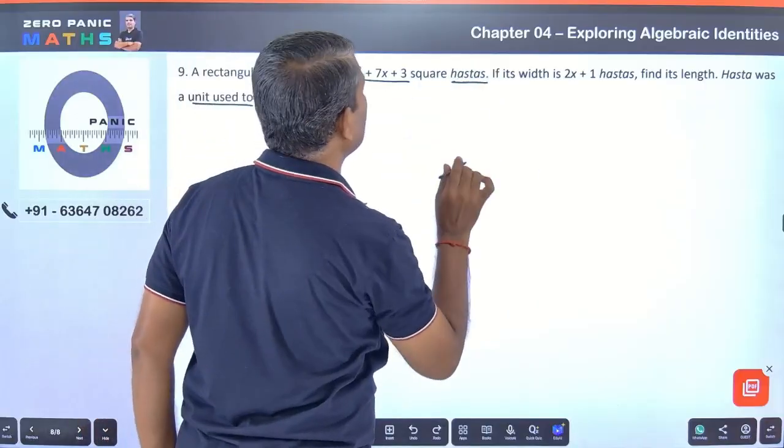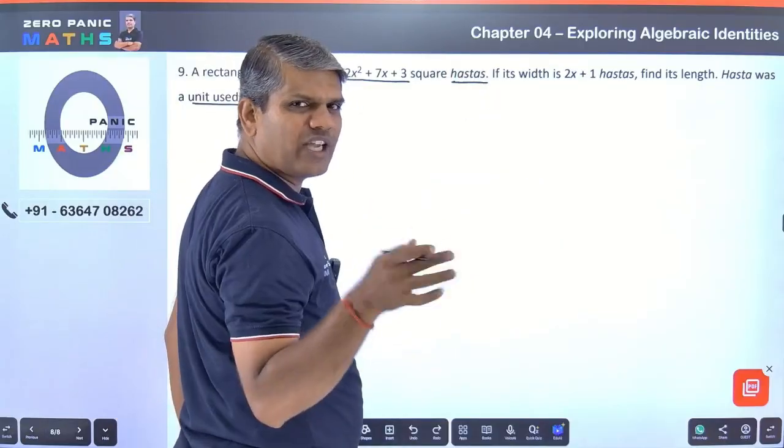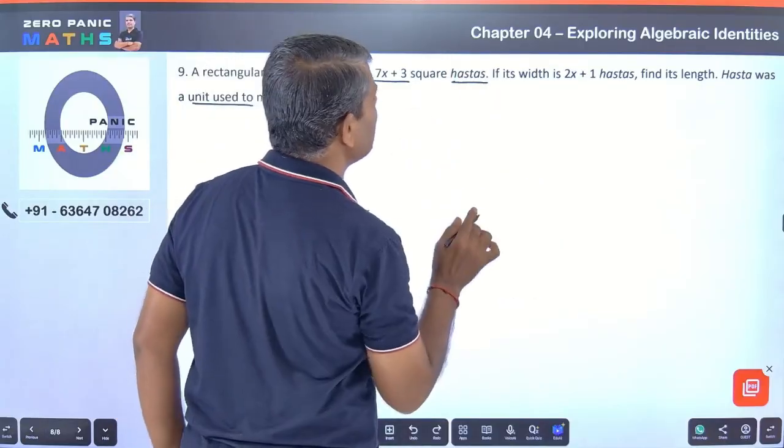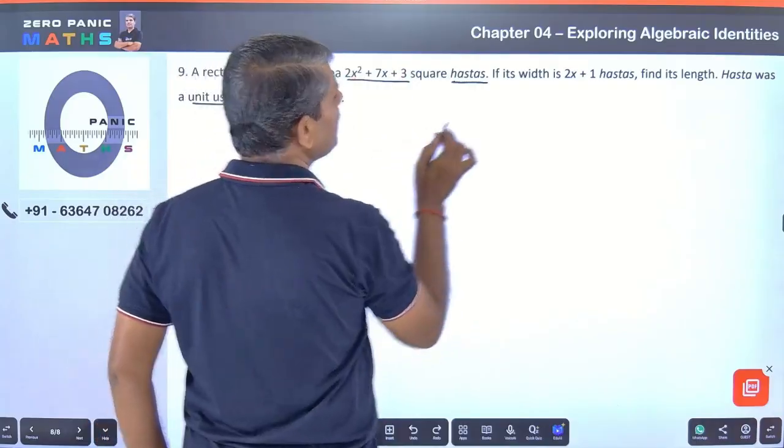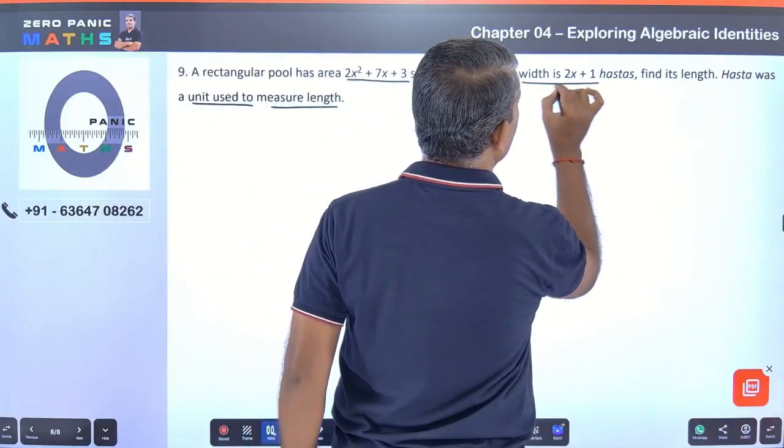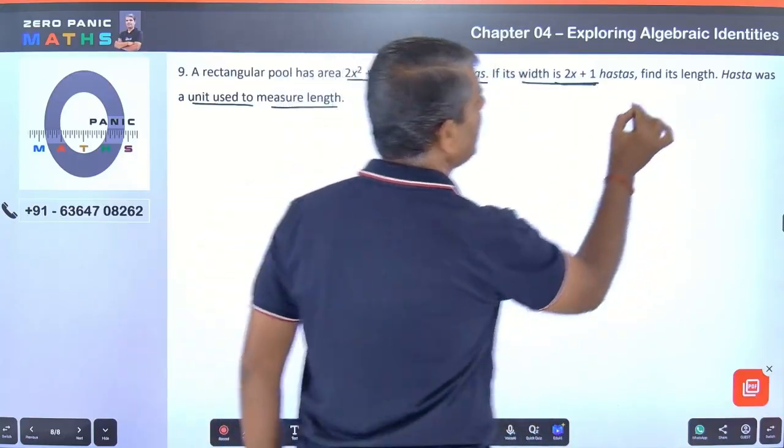Don't think about it. It is just like a unit, like square units. Instead of that, they have written it as hastas. So this is the area. If its width is given as 2x plus 1, we have to find the length.